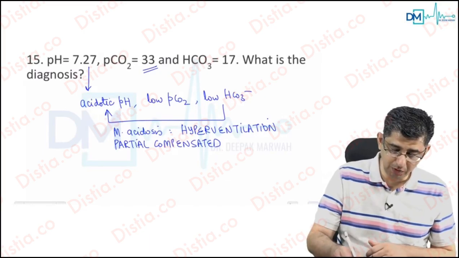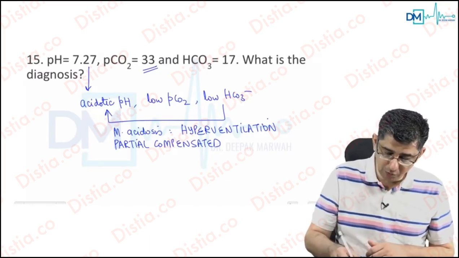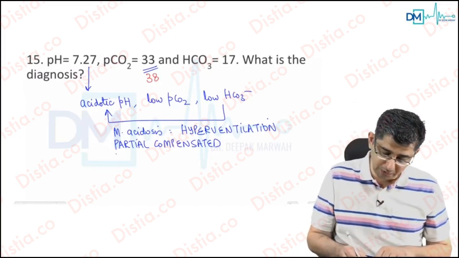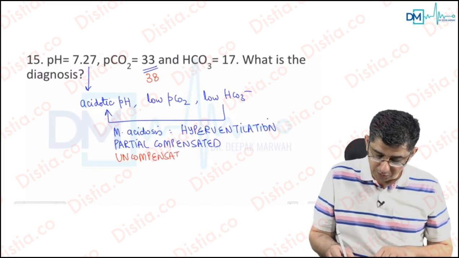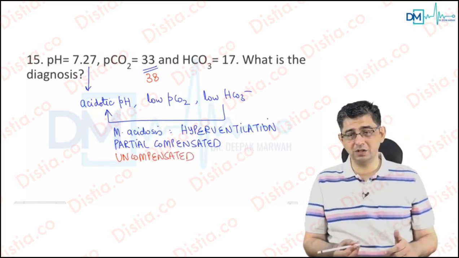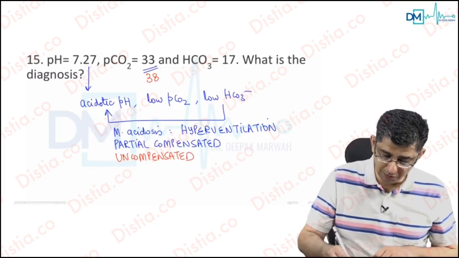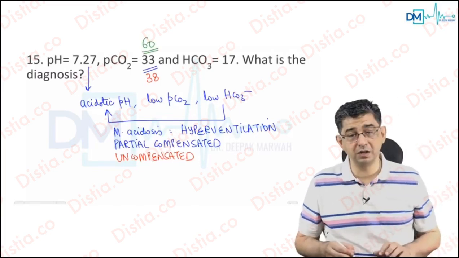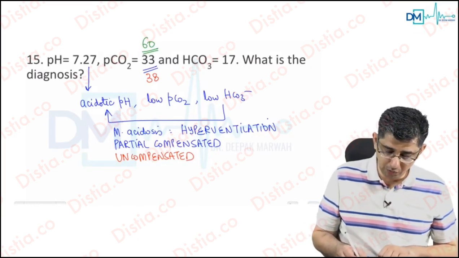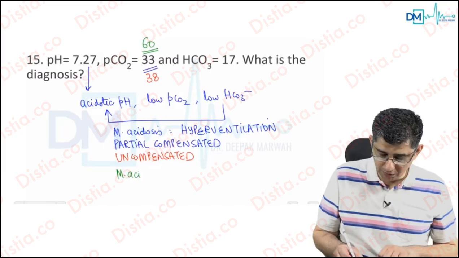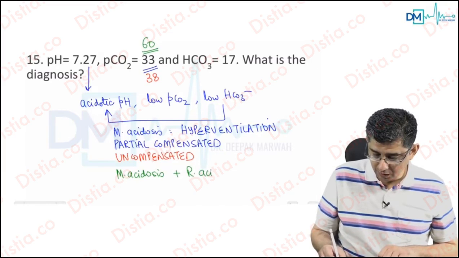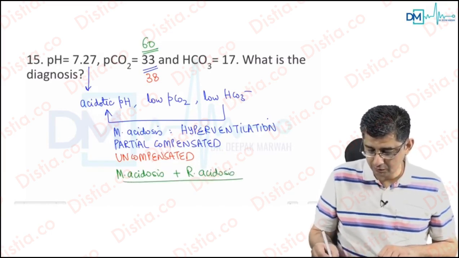If in this question, hypothetically speaking, the value of PCO2 was given to be 38, then I would definitely not say that this is partially compensated. Then my answer would have been that this chap is having uncompensated metabolic acidosis because the hyperventilation process has not started. Suppose in this question the value of PCO2 was 60, keeping everything else the same, then this patient will be having two things. He will anyway be having metabolic acidosis. Along with that, he will be having respiratory acidosis. Metabolic and respiratory acidosis will be a mixed disorder.